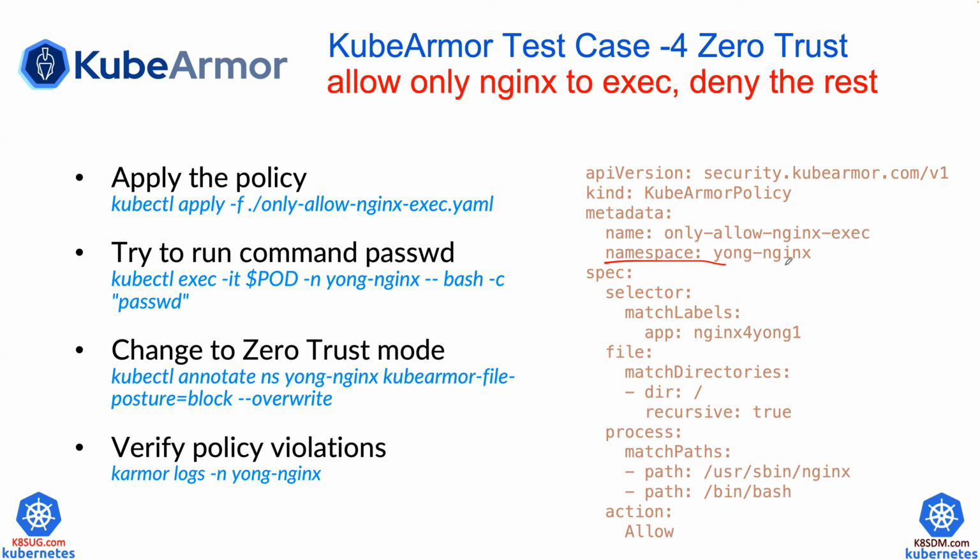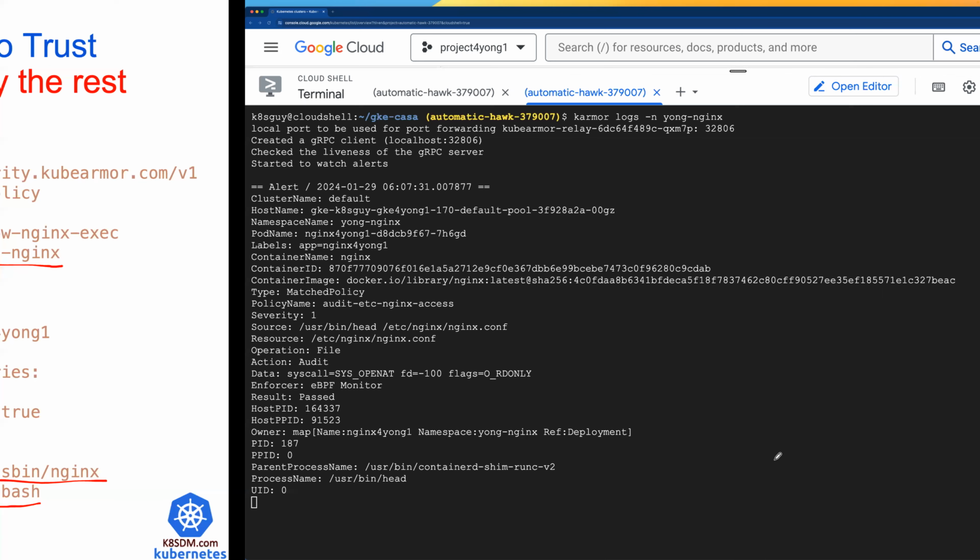As you can see from the screen, again, we just apply the YAML file to this particular namespace. The kind is a KubeArmor policy. It selects match labels and applies to which folder and which process. So we are going to only allow the Nginx application and /bin/bash, so the action is allow. Once you apply the policy, if you try to run any command except these two matched here, you will see the error message. Let's give it a try.